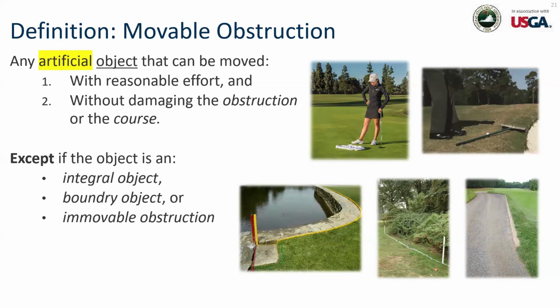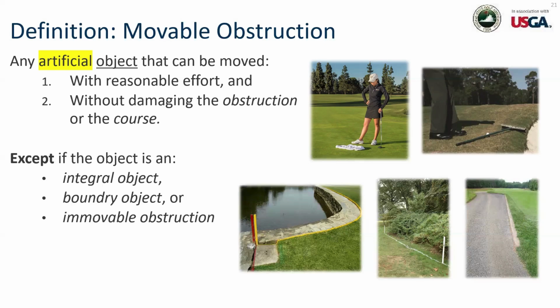But there are some things that are not considered movable obstructions, even if you can pick them up and move them out of the way. One of those examples is an integral object. They're deemed by the committee things that are meant to be part of the challenge of playing that hole or that course, and you would not get free relief from an integral object. Boundary objects, same thing. If they're white stakes that are lining a property line, you can easily pull those out of the ground. It's not a big deal to move them.